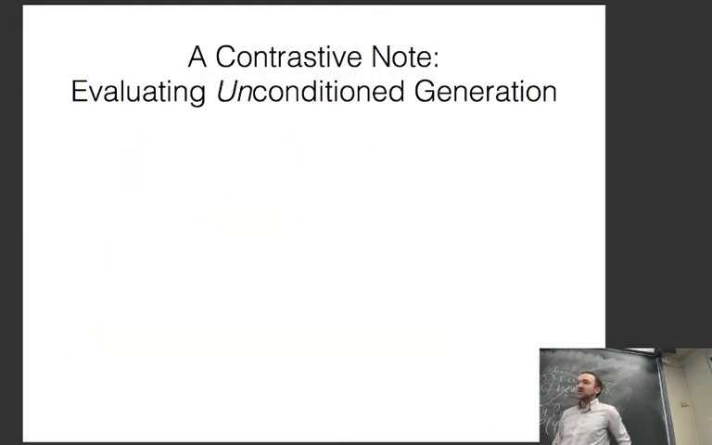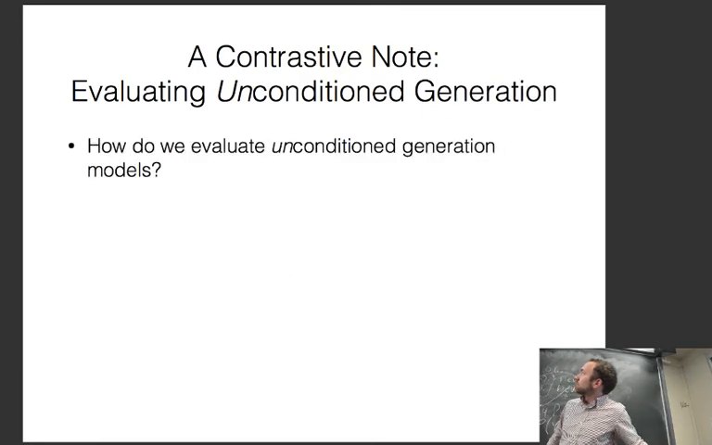So, kind of a contrastive note here. Let's say you want to evaluate an unconditioned generative model. Let's say you want to evaluate a model where basically you want to generate Harry Potter books. And you know what a Harry Potter book looks like, but you don't say, I want a specific Harry Potter book. I just want something that looks like a Harry Potter book. So in this case, you're calculating P of X. You're not calculating P of Y given X.